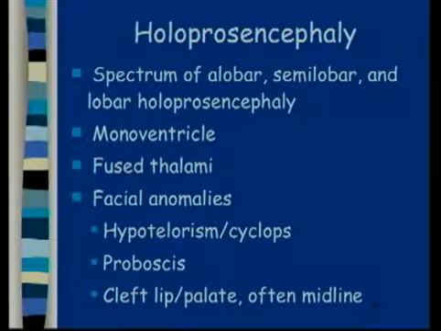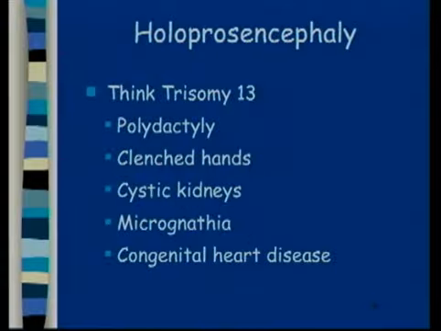Holoprosencephaly is a spectrum of disorders going from alobar, semilobar, and lobar. They generally have monoventricles, fused thalami. They often have facial anomalies: hypotelorism, cyclops, meaning one eye, proboscis, which is a fleshy mass above the region of the eye that looks kind of like a nose, but it's not a nose. And they often have midline cleft lip and palate. Anytime you see a fetus with possible holoprosencephaly, you should think trisomy 13.